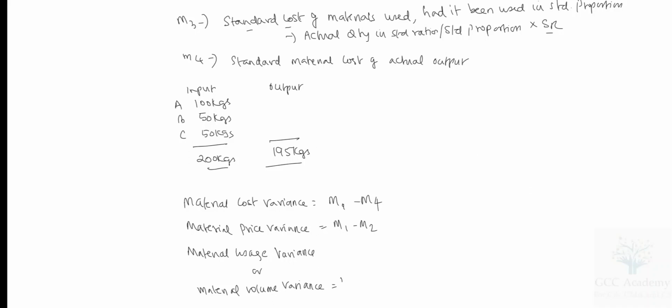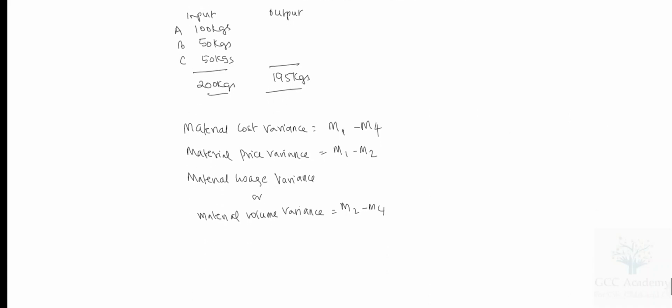M2 minus M4. Material mix variance. The variance could be because of change in mix also. Mix means the ratio in which you use your input. I gave an example here, ABC standard 100-50-50, but actually you would have used 90-60-60 or whatever it is. So because of which there may be variance. For whatever reasons, material may not be available, or you would have used a different proportion. So that leads to material mix variance, which is M2 minus M4.